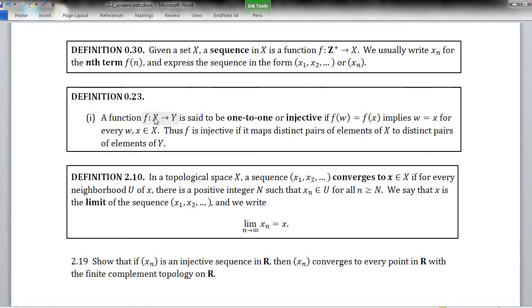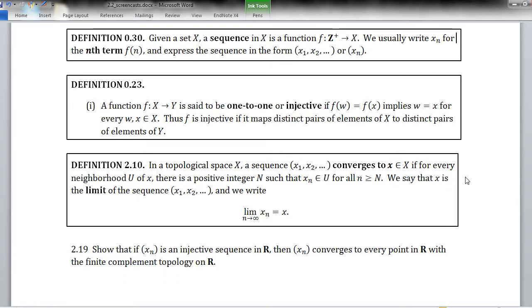Now for any function f from X to Y, we say it's one-to-one or injective, those are synonyms, if whenever two outputs are equal, that implies that the inputs were equal as well. In other words, an injective function is one that maps distinct elements to distinct elements. That would be the contrapositive, right? If w is not equal to x, then f of w is not equal to f of x.